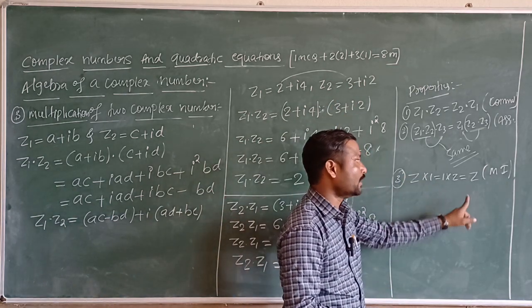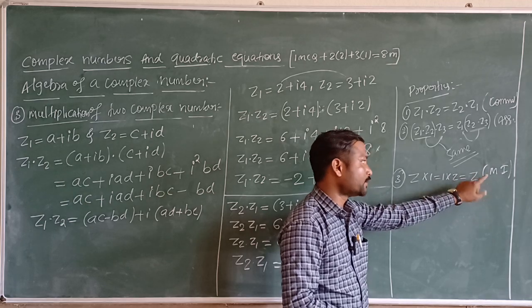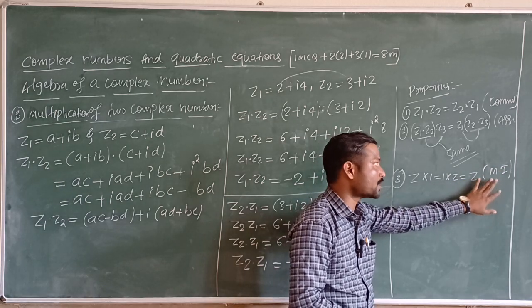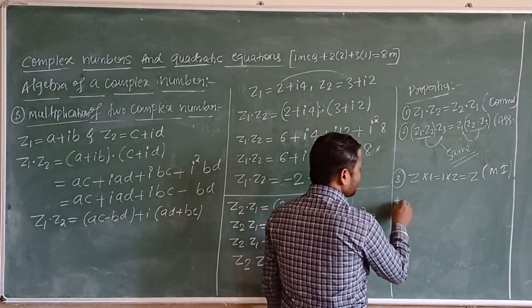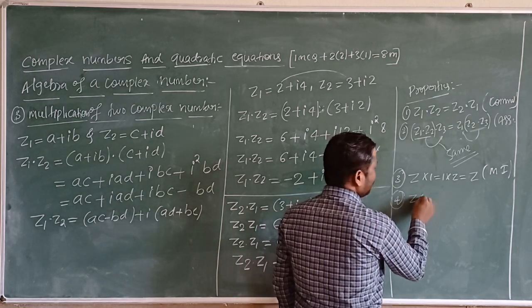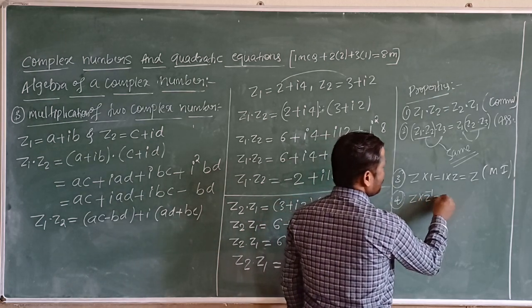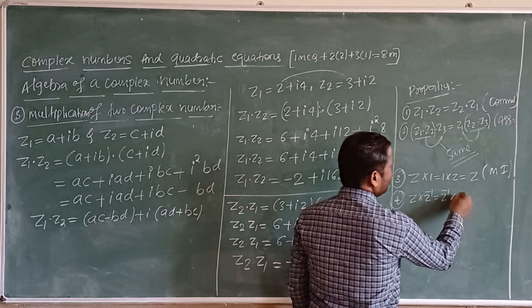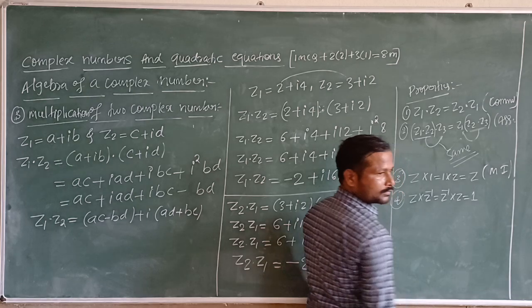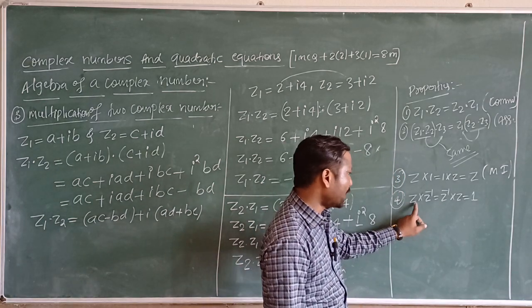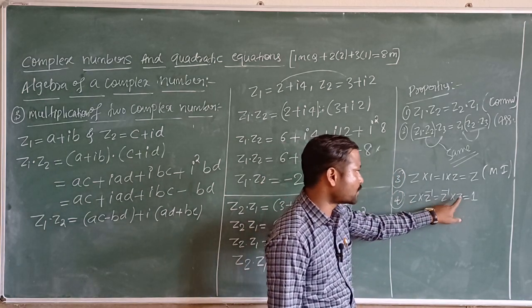Maybe 1 into z is equal to z. Therefore, this one is which property? Existence of the multiplicative identity. Okay, next, the fourth one: z into z inverse is equal to z inverse into z is equal to 1.